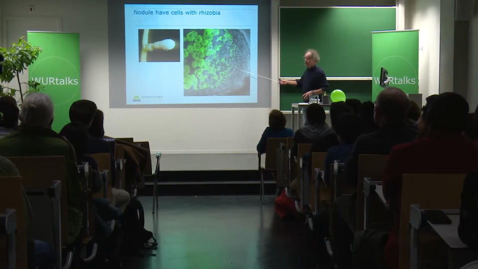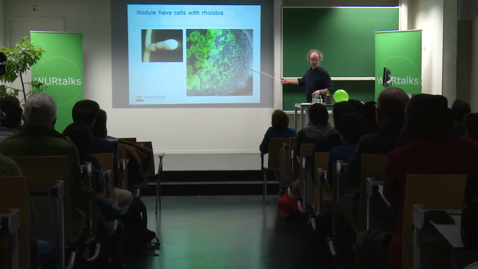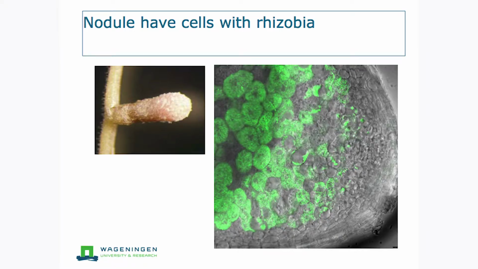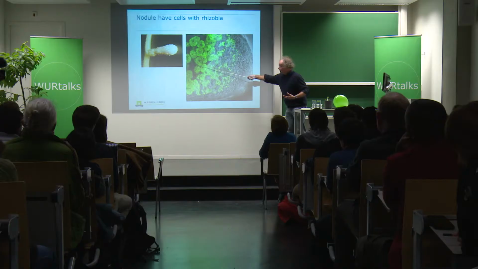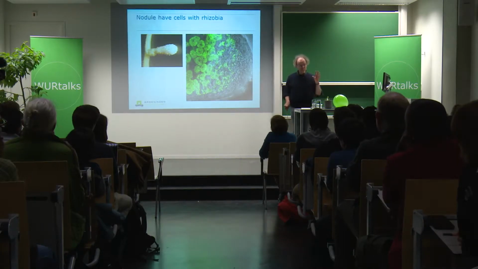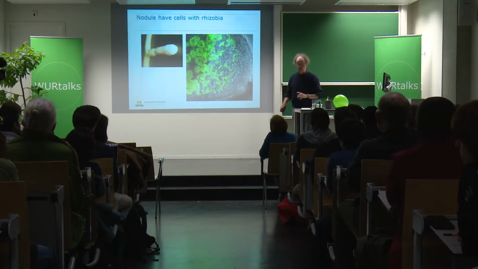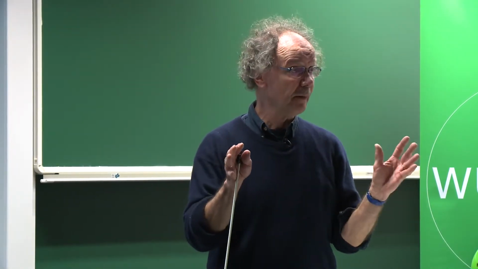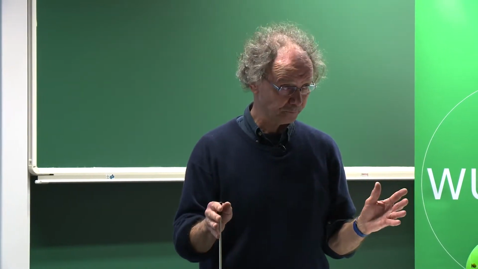Here you see a section of a nodule. What you see in green here, that's fluorescent, these are the rhizobia. These are cells that are completely packed with rhizobium bacteria that we changed so that they now have a fluorescent protein. You can see it is enormous. These cells are completely packed with the bacteria.